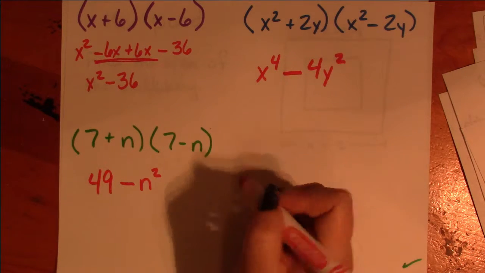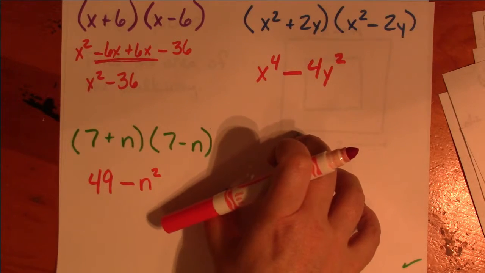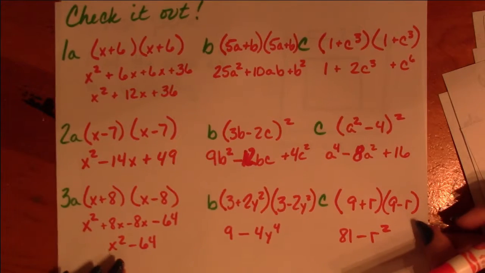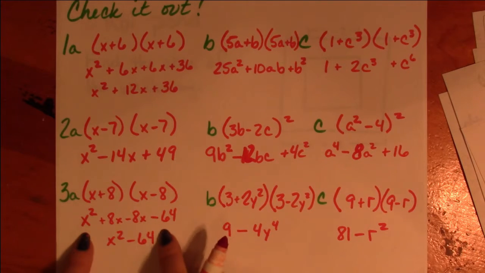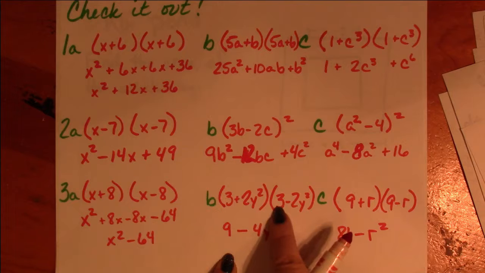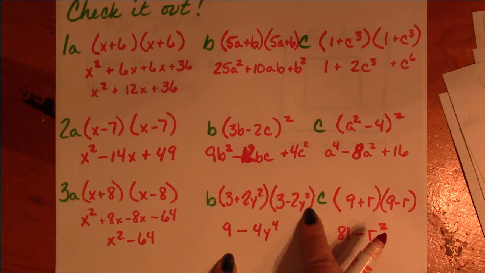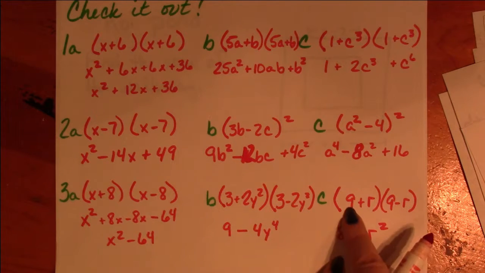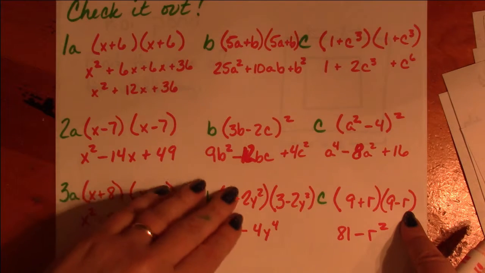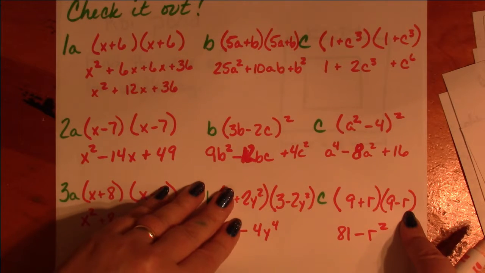Okay? These are easy. Check out number 3 on page 523 and give it a try. Pause here, come back when you're done. Number 3, when we multiply x plus 8 times x minus 8, we get x squared minus 64. B, we get 9 and negative 4y to the fourth, and 81 minus r squared. And that takes us to the word problem.